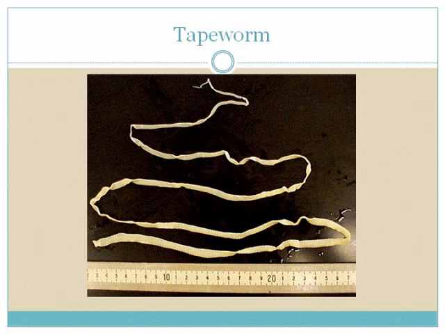Here we have an adult tapeworm. They're quite long. They just keep extending and extending their segments. The segments are also called proglottids.